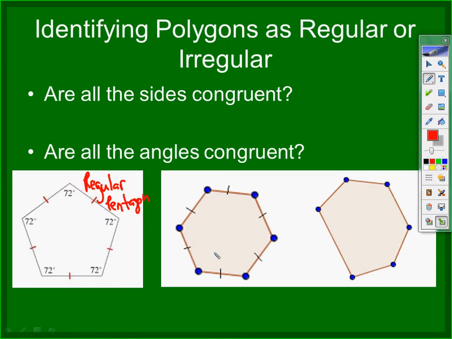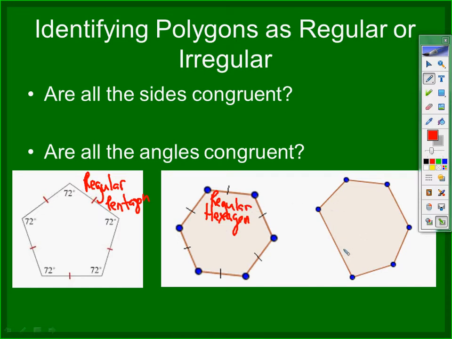When we study our picture here, we have 1, 2, 3, 4, 5, 6 sides, so we're talking about a hexagon. And we can see that each of the 6 sides are congruent, so we would say that this is a regular hexagon.